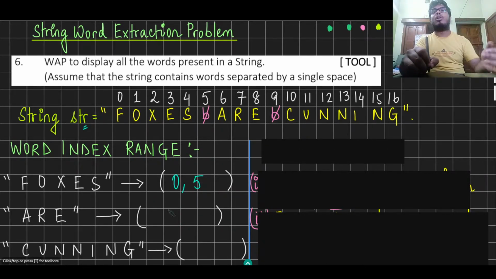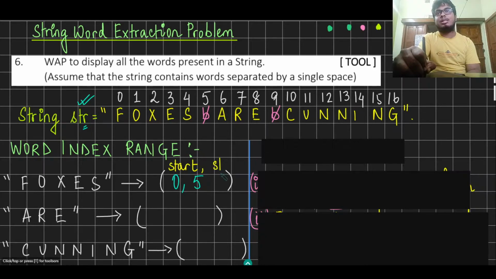Find out what are the start and stop indexes for the following words so as to use the substring to extract them from the string str. Take your time, pause this video and see if you can come up with the right solution. So what I'm asking is to write the start and the stop indexes of these words from the string str. All right.